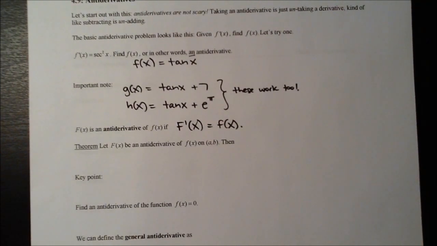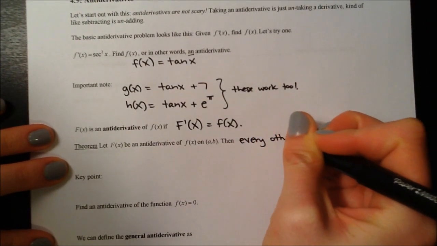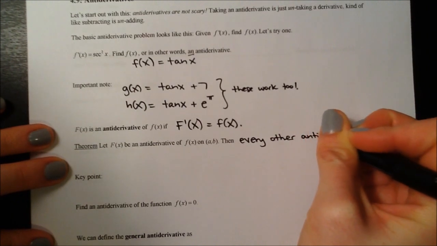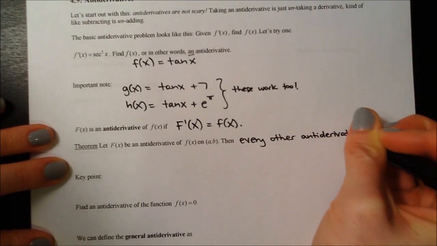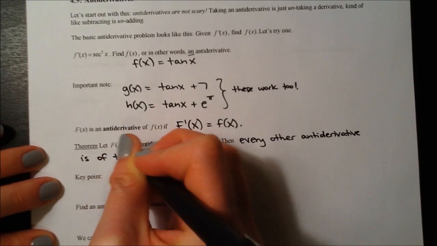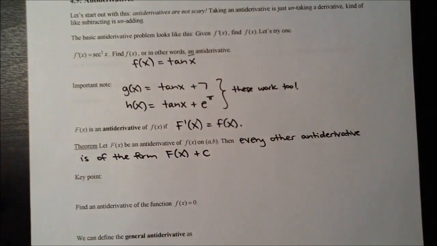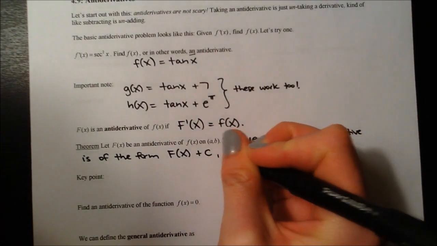Okay, so here's the theorem. Let capital F of x be an antiderivative of little f of x on a to b, that's an open interval. Then, here's what we say. Every other antiderivative is of the form F of x plus c. So it's kind of what we wrote up above when we used that plus c as a constant. So let's say for some constant c.